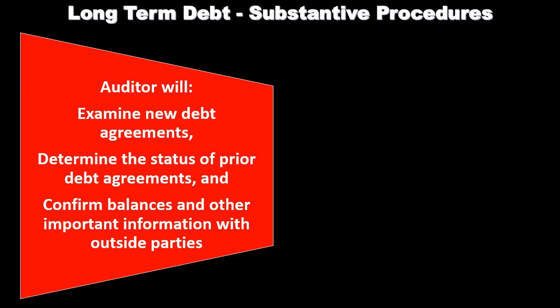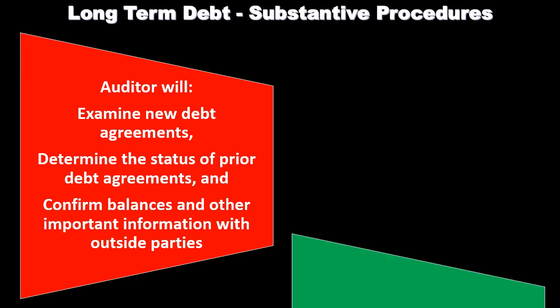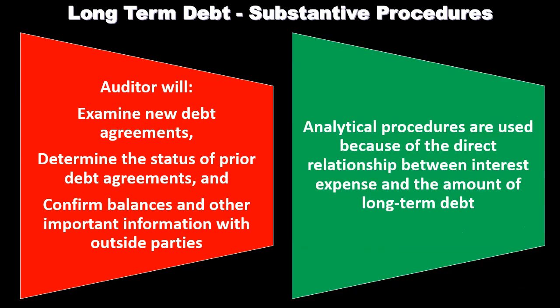So we're going to look at the status of the prior year agreements, and confirm balances and other important information with outside parties. Analytical procedures are used because of the direct relationship between interest expense and the amount of long-term debt. So we'll basically be considering these analytical procedures. Oftentimes with analytical procedures, the ratios can be very helpful given this direct relationship.